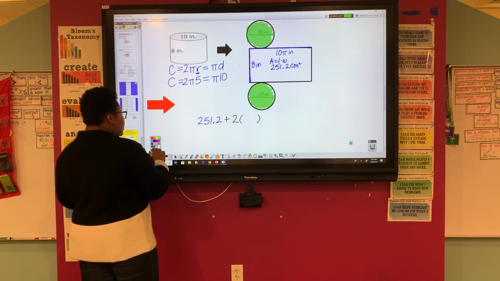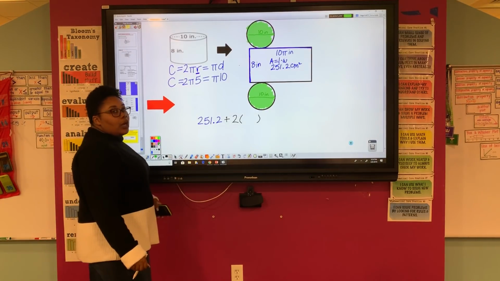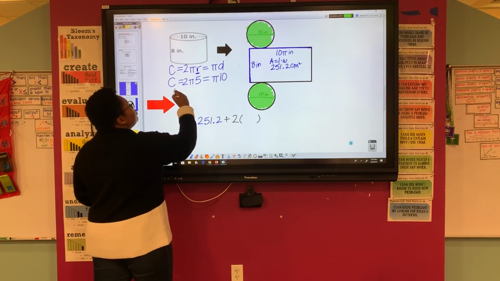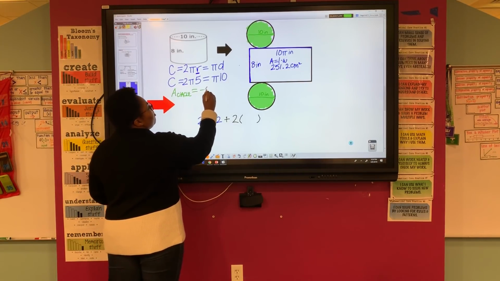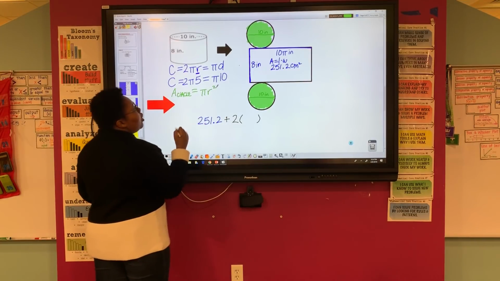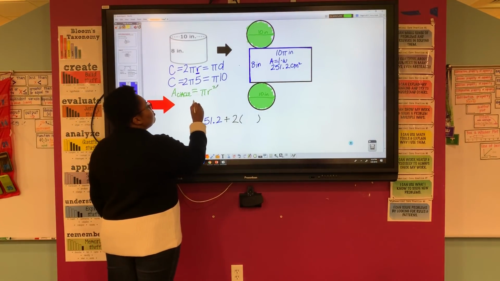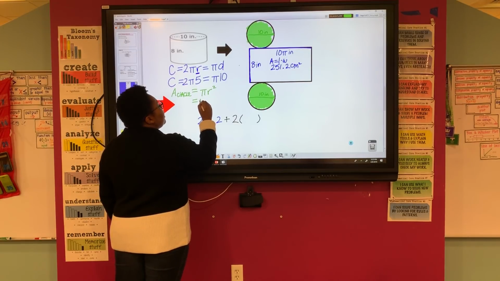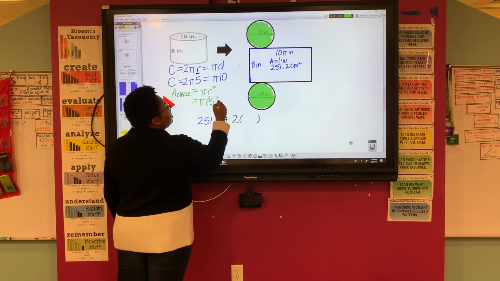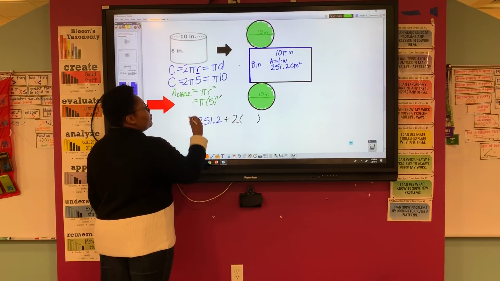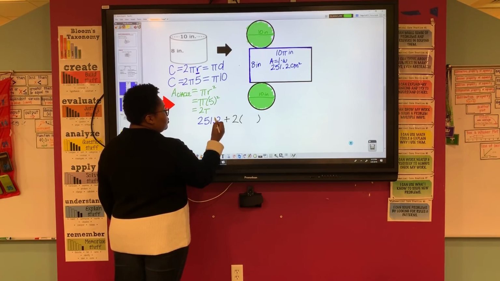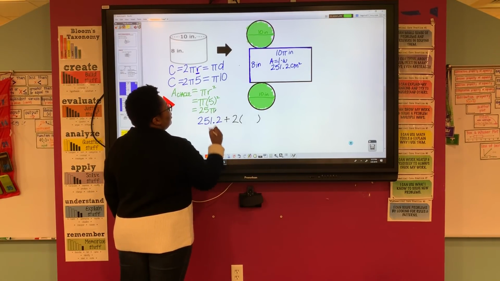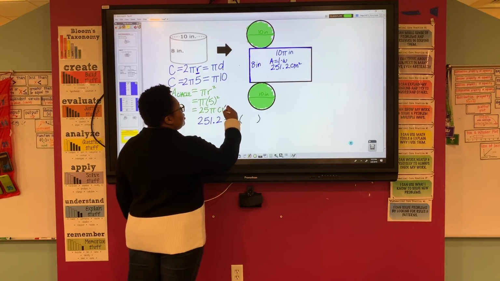So now to find the area of my circle, we all know that the formula for area of a circle, you guys see that I'm putting a subscript here, circle, just to remind myself, is equal to pi r squared. We already said that our radius was 5, so now I'm just plugging in. I have pi times my radius squared. We know that 5 squared is going to be 25 pi. And I cannot forget those centimeters squared.